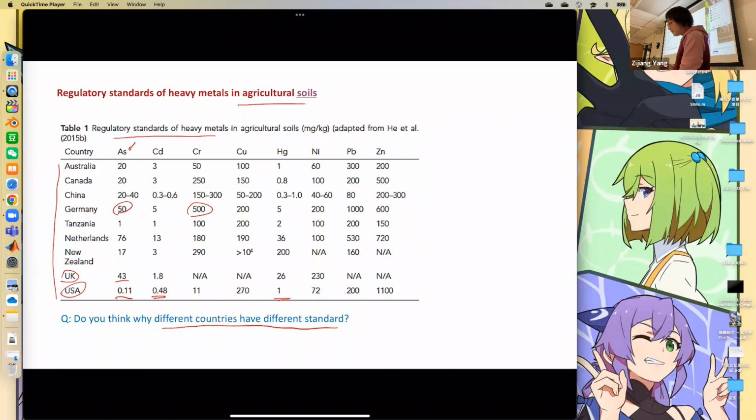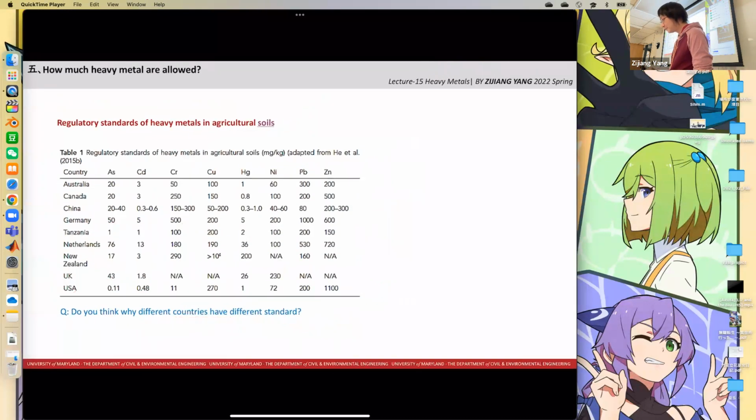I also found one possible answer. For example, in some countries we focus on apples, and in other countries they focus on rice. The apple and the rice may have different absorption rates for different heavy metals. So maybe this is not true, but maybe in the UK they grow plants with a relatively low uptake of arsenic, while in the United States we may have plants that are highly bioaccumulative of arsenic. So that's why we have different regulations. But I'm not sure of the true answer.